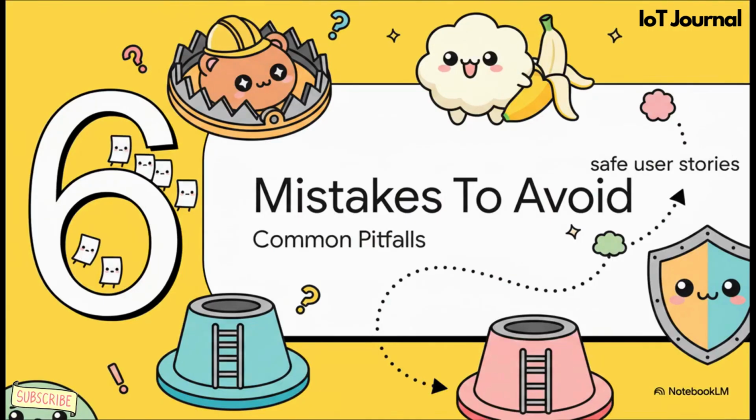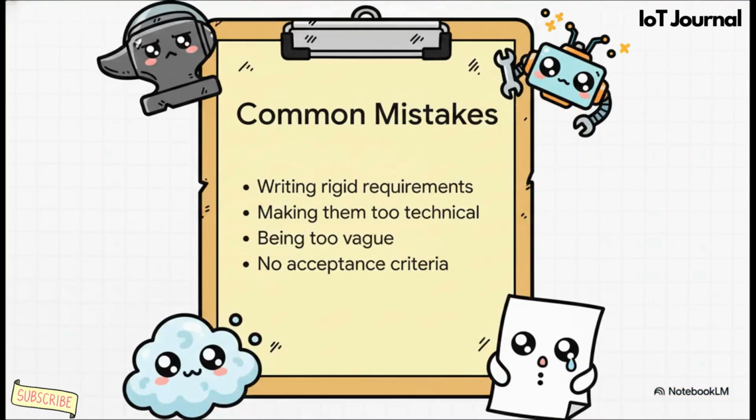Let's run through some common pitfalls. Okay, here are the biggest traps teams fall into. Number 1, treating stories like rigid requirements documents instead of conversation starters. Number 2, making them way too technical. You've got to keep the developer jargon completely out of the main statement. Number 3, being so incredibly vague that the team can't even estimate the work. And lastly, forgetting those vital acceptance criteria, which just leaves your developers guessing when the work is actually done.